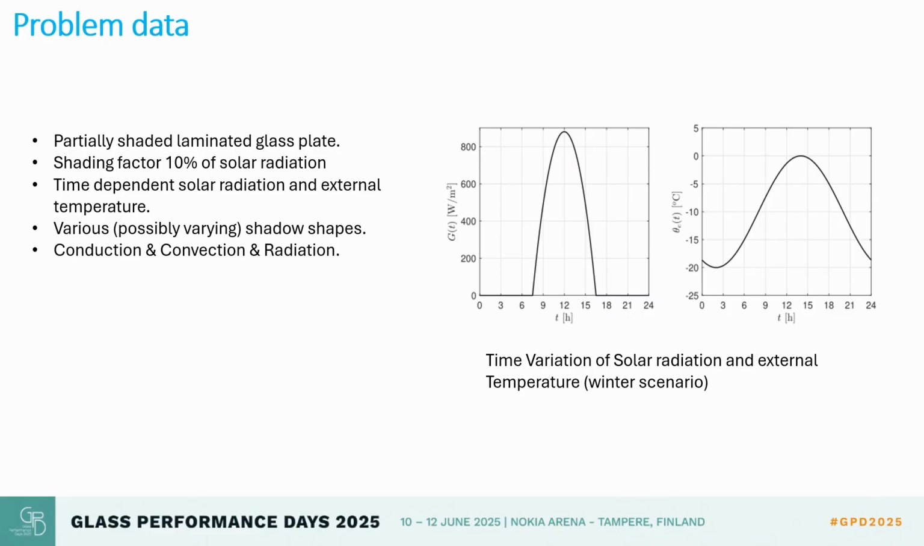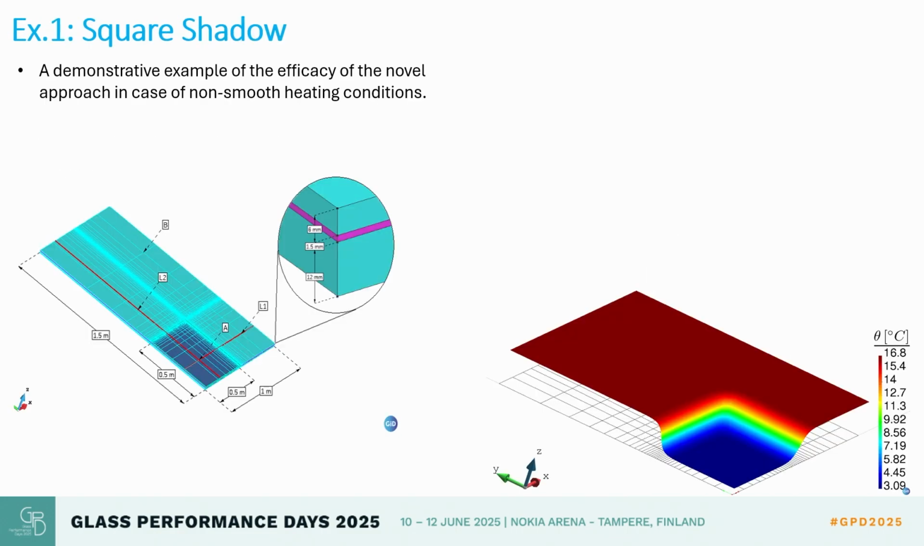We are dealing with a partially laminated glass plate, where the shaded area we are considering is taking 10% of the solar radiation. The external environmental temperatures are a function of time, and so is the solar radiation. We consider the winter scenario. The boundary conditions are conduction, convection, and radiation.